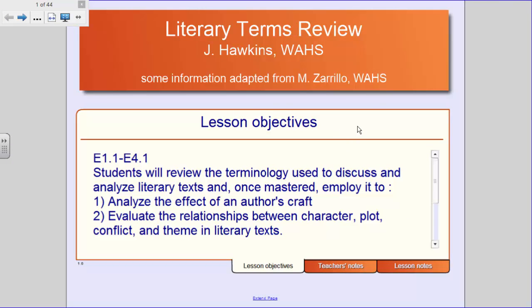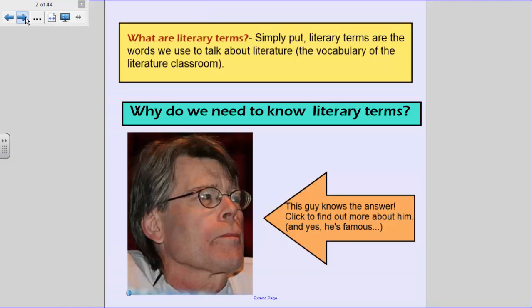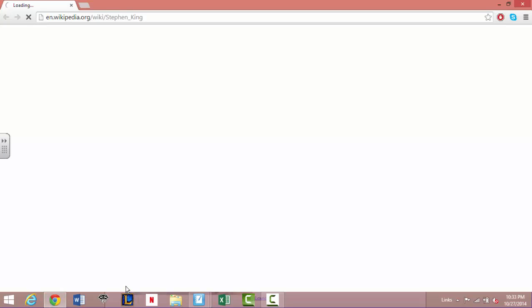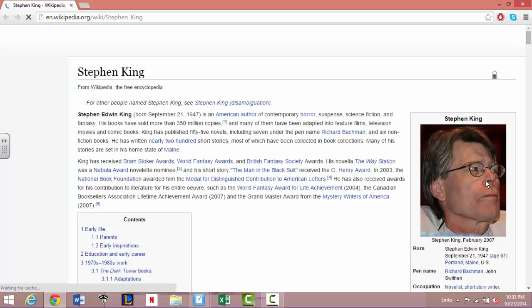Okay, so the lesson opens with this title page with some basic information for teachers. You've got lesson objectives, teacher note, and lesson notes. Alright, so on the first slide, we get a definition of what literary terms exactly are, and a picture with a link that, when you click on it, takes you to the Wikipedia page for Stephen King.